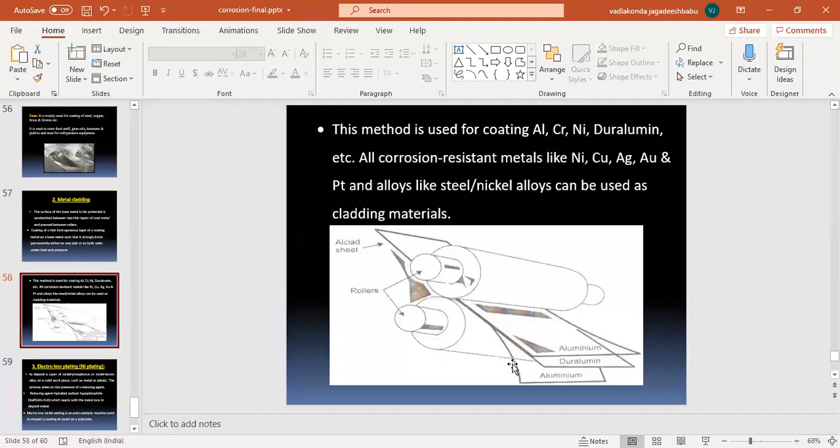In metal cladding, on both sides of the base metal, a thick and dense layer of the coating metal will be placed, and that will be pressed at high temperatures and high pressures by using the hot rollers, so that we get one single sheet having the coating metals applied on both sides of the base metal. Generally, for this method, the coating metals used are aluminum, chromium, nickel, duralumin, whereas the base metal is nickel, copper, silver, gold and platinum.